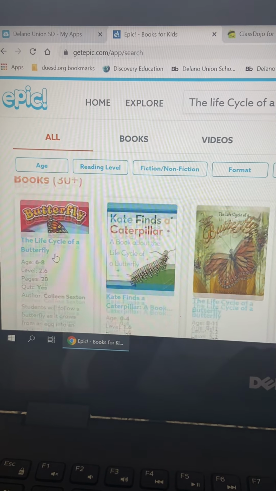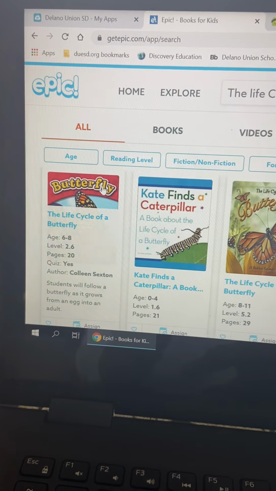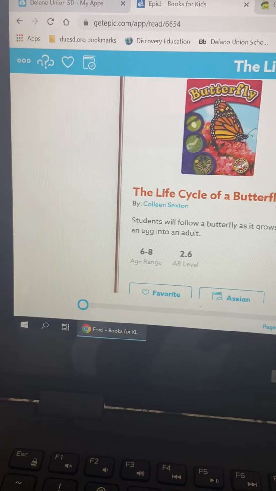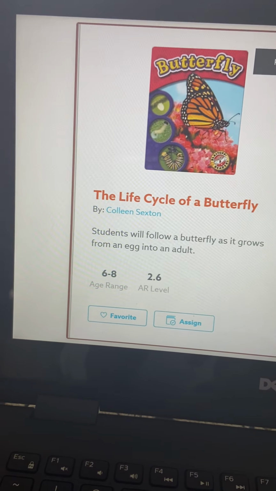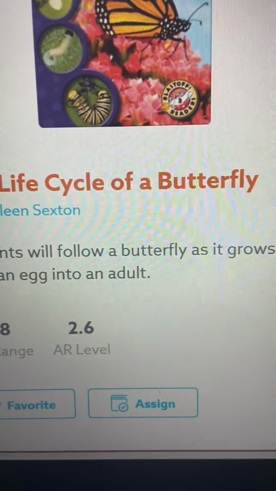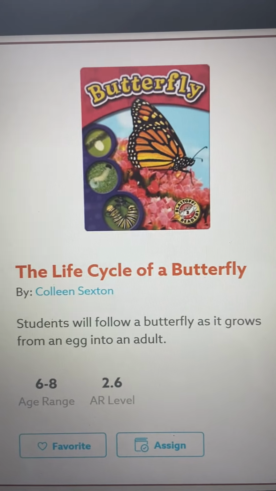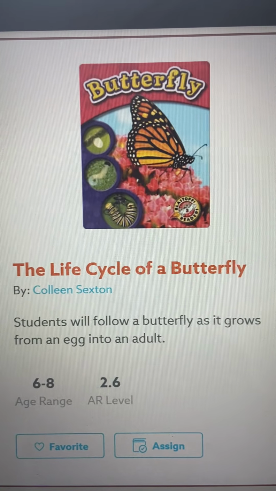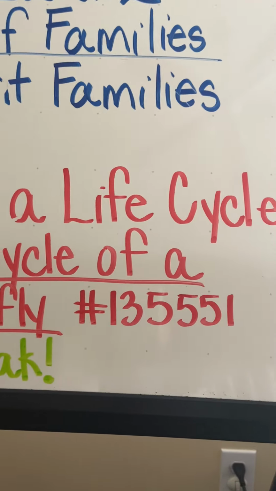It is an AR book, and I will show you the number, that way you can take the quiz. But I click on it, and since this book is not a read aloud, I'm going to read it aloud to you right now. Okay? This is a level 2.6. But remember, I am reading it to you, so I just want you to follow along. And this is what it looks like. The life cycle of a butterfly. Okay? And the quiz number is right there.